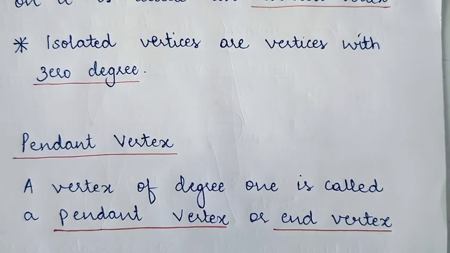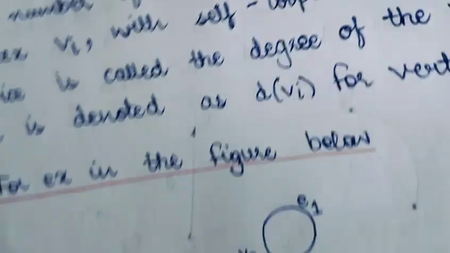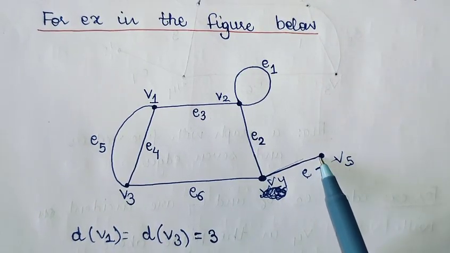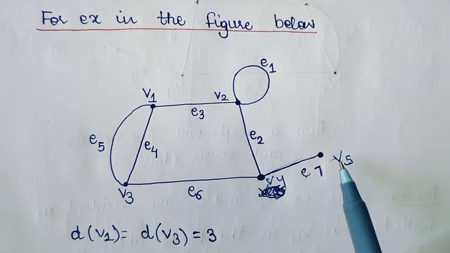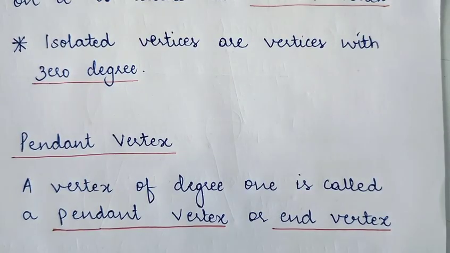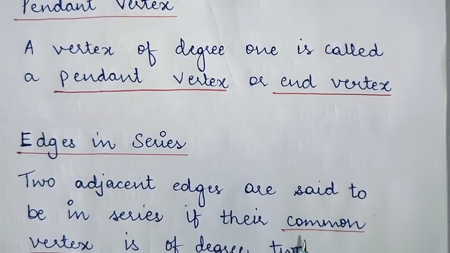Then pendant vertices. A vertex of degree 1 is called a pendant vertex or an end vertex. Any such vertex which has a single edge incident on it and no more than one edge incident on it is known as a pendant vertex. And it is quite obvious, if there is only one edge incident on a vertex, then the degree of that particular vertex is 1. For example, if I look at this particular graph, the degree of vertex V5 is 1 because there is only one edge E7 incident on it. Hence, I can say that V5 is a pendant vertex or an end vertex.